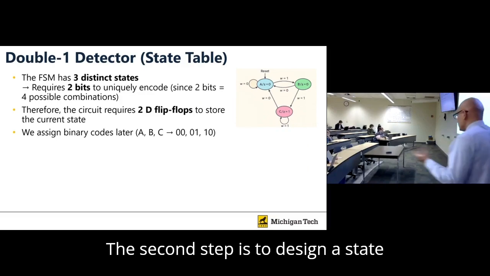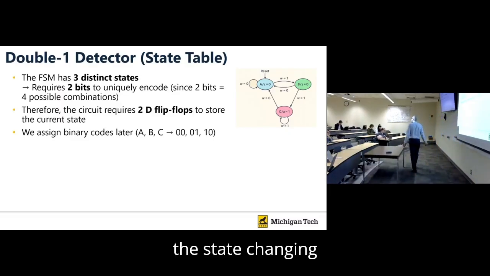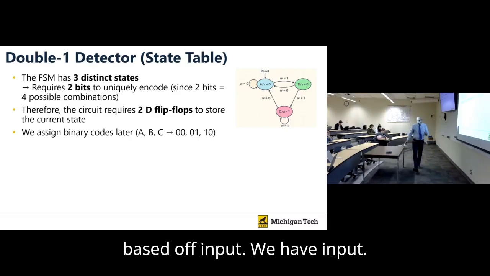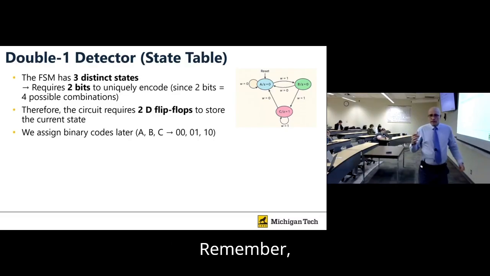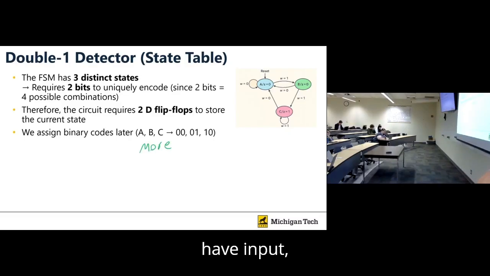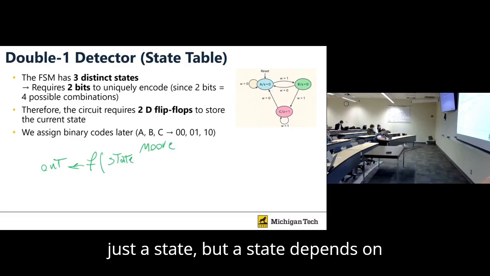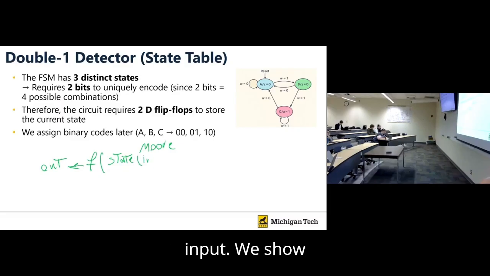The second step is to design a state table to show how the state changes based off input. Remember, even though it's a Moore design, we have input. In Moore, the output depends on just the state, but the state depends on input. So maybe we show it like that.